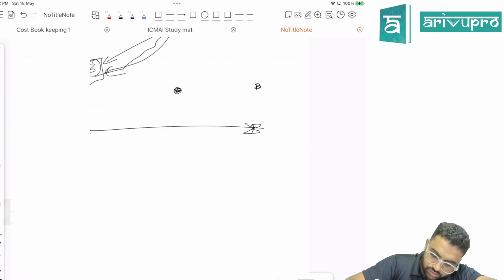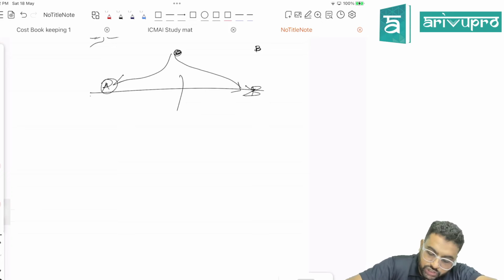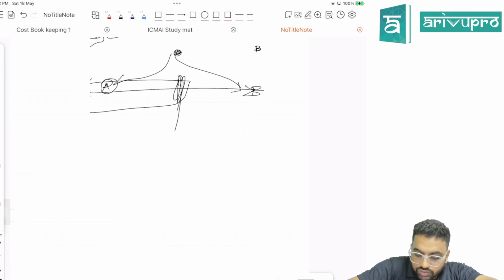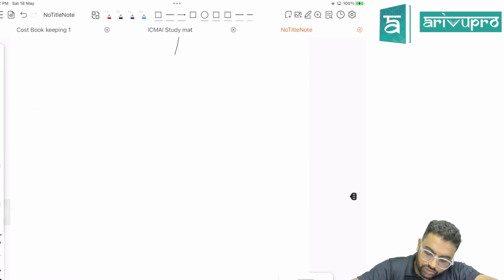Here is A. Here is B. Now, instead of going this side, A went this side. Now what should A do? First, A should come back to the middle point. Then we should take the step taken by B. So here also we are going to do the same thing.